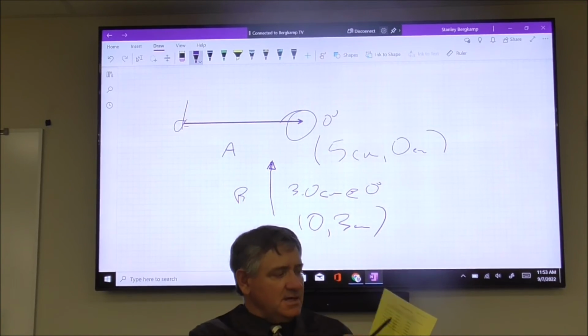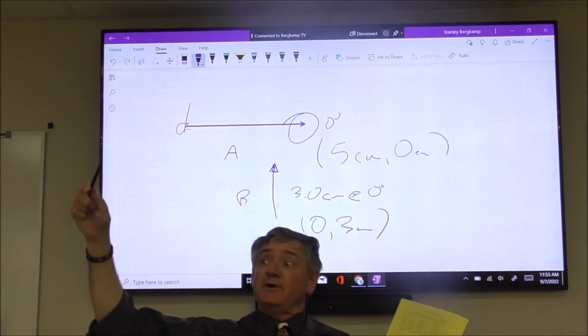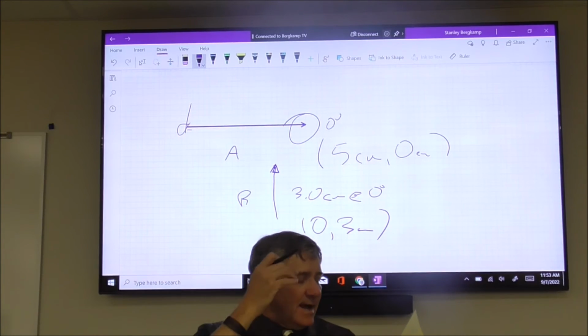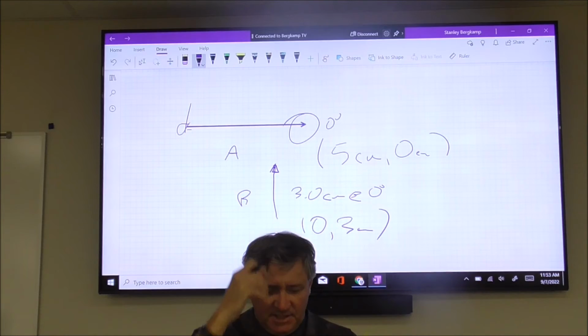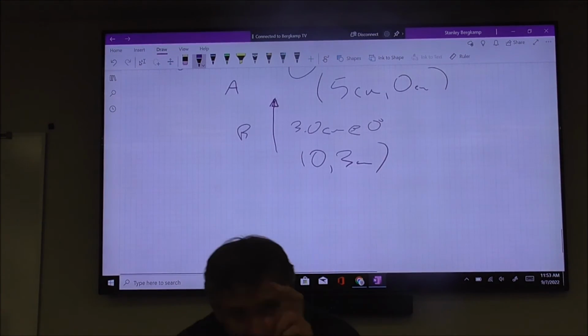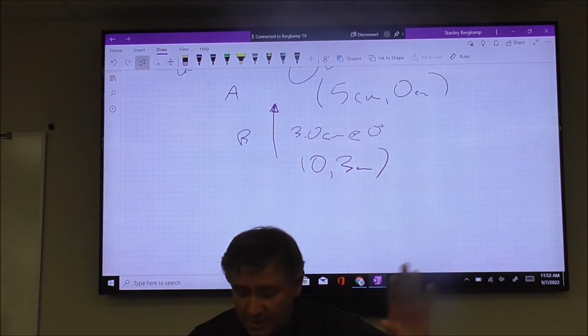Now for vector B, your x component is going to be 0, but your y component is going to be positive 3. Now, C is a little sketchy, literally. I'm not going to make you do 2 of these, because you're going to see the pattern after 2 of them.